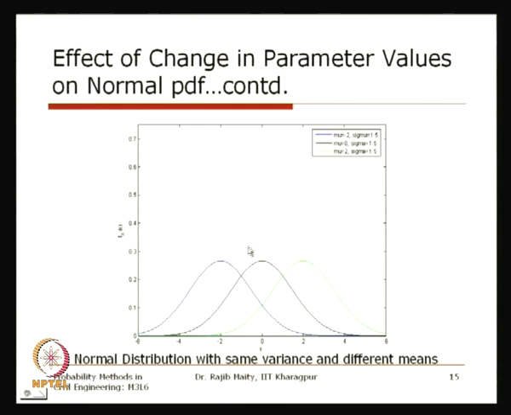Now, as we have changed mu, for the blue one mu is -2, for the black one mu is 0, and for the green one mu is 2. So you can see that the curve is shifted from one location to another. The blue one is centered at -2, the black one at 0, and the green one at 2. So where it is centered is controlled by this parameter mu.